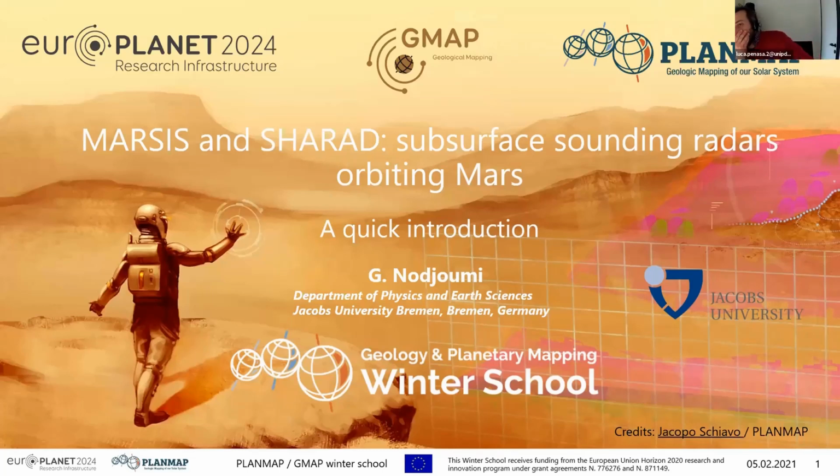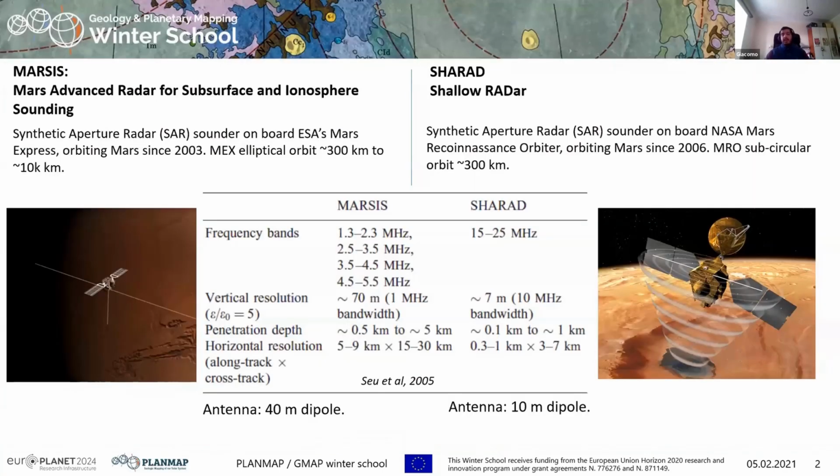So I will briefly introduce the main instruments that are orbiting Mars and that are capable of retrieving subsurface details. The two instruments are MARSIS and SHARAD. One is on board Mars Express, a European Space Agency probe launched around 2003, and the other is SHARAD, on board the Mars Reconnaissance Orbiter, orbiting Mars around 2006.